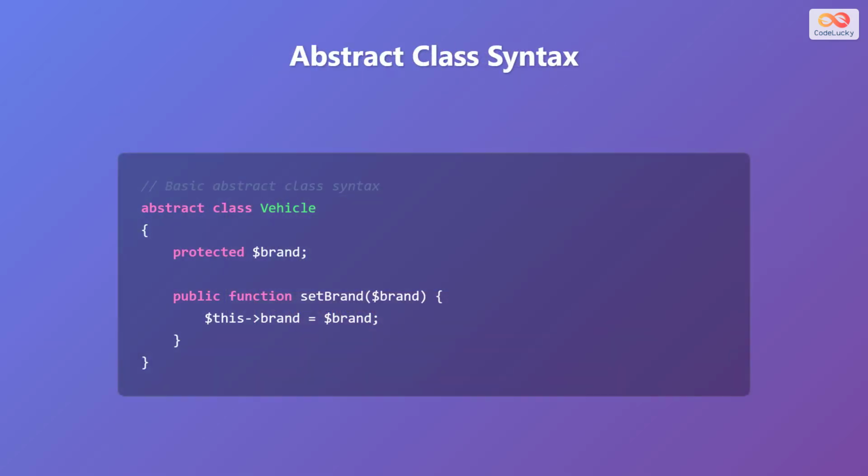Here's the basic syntax for defining an abstract class. We start with the keyword abstract class, followed by the name of the class, in this case, Vehicle. Inside the class, we can define properties, such as a protected variable named brand, and methods like setBrand. The setBrand method takes a brand name as an argument and assigns it to the brand property of the class.